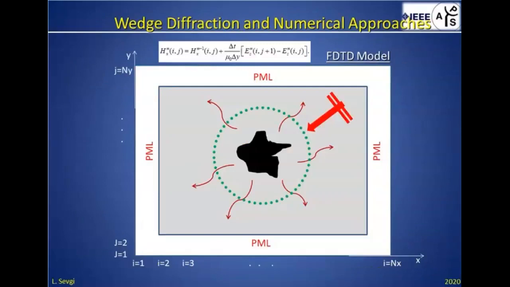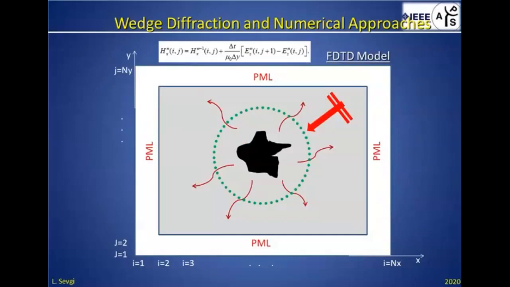The computation domain is covered by PML blocks. PML means perfectly matched layer. Since this should be in the free space, there should be no boundaries around the object. So the region should go infinite in all directions. But we have limited memory and computation space in the numerical model.